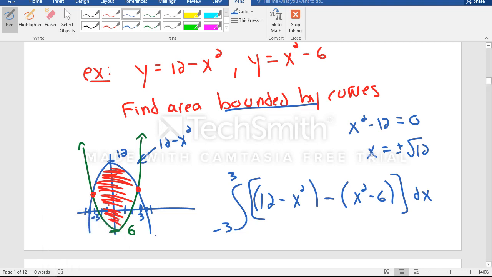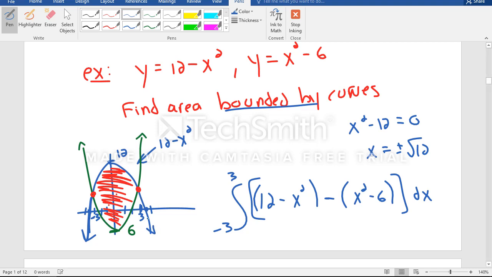Now, a lot of students will ask a really good question. They'll say, well, why didn't we consider this area out here? Well, think about this for a second. As these functions continue forever and ever, this area out here is going to be infinite. So for the moment, we're not even going to consider area that's infinite. That doesn't make any sense to us, right?